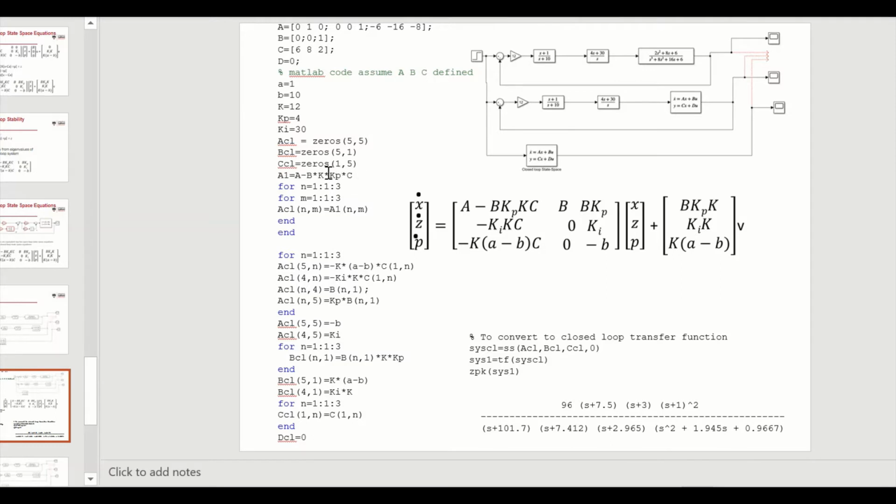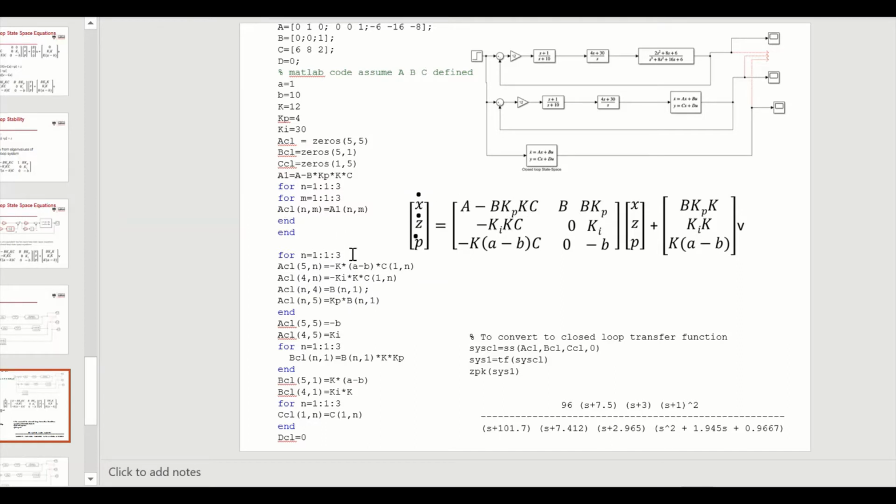Oh, these are the wrong way around, aren't they? This should be... it doesn't matter though because they're scalars. So it should be KP times K. In this particular case, KP and K are scalars, so it doesn't actually matter, but we might as well do it absolutely correctly. And then that sticks that part in there for us. This bit of code here sticks that bit in.